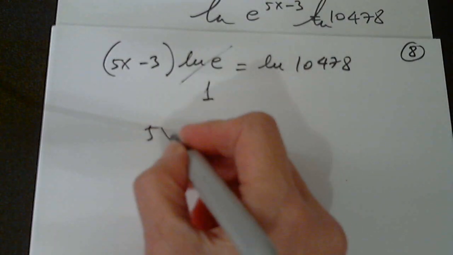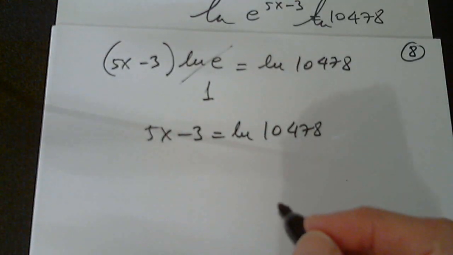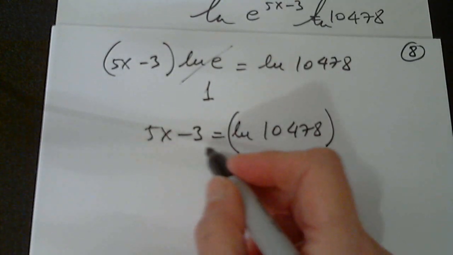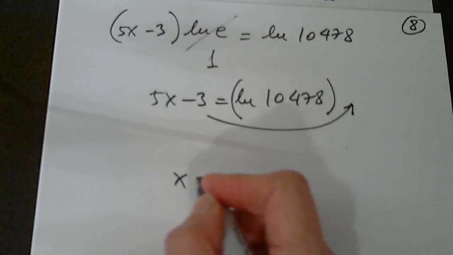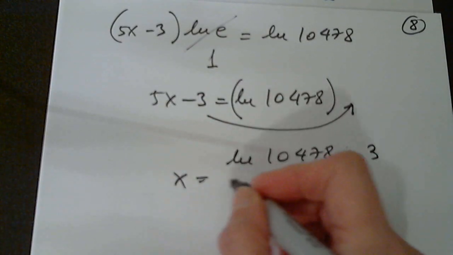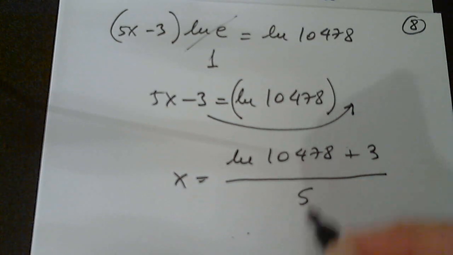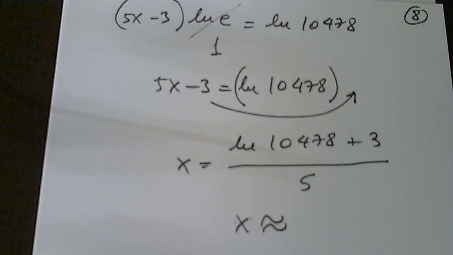Okay, so then we have 5x minus 3 equals natural log 10478. No one can change this. I will add 3 and divide by 5. So x equals natural log 10478 plus 3, and everything divided at the end by 5. Yes, I will approximate it and check. Be very careful because we need parentheses around the top, and then divide by 5. There is no need for parentheses in the denominator.